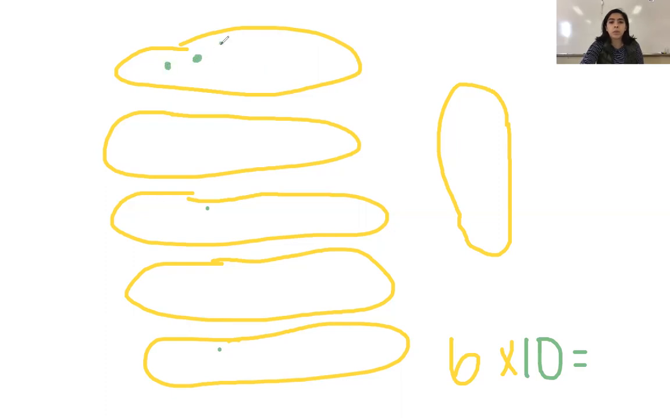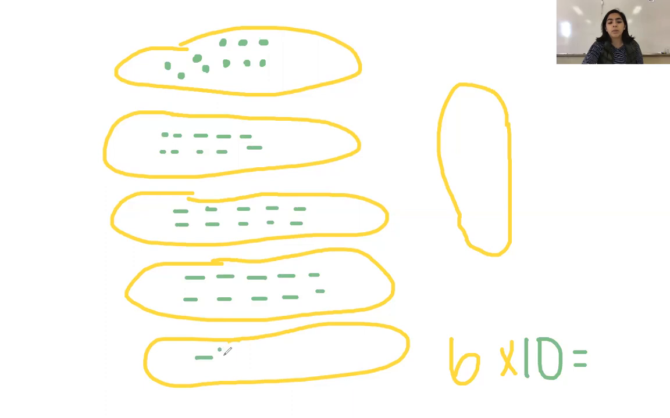1, 2, 3, 4, 5, 6, 7, 8, 9, 10. Do it again, in each group, until every group has 10.